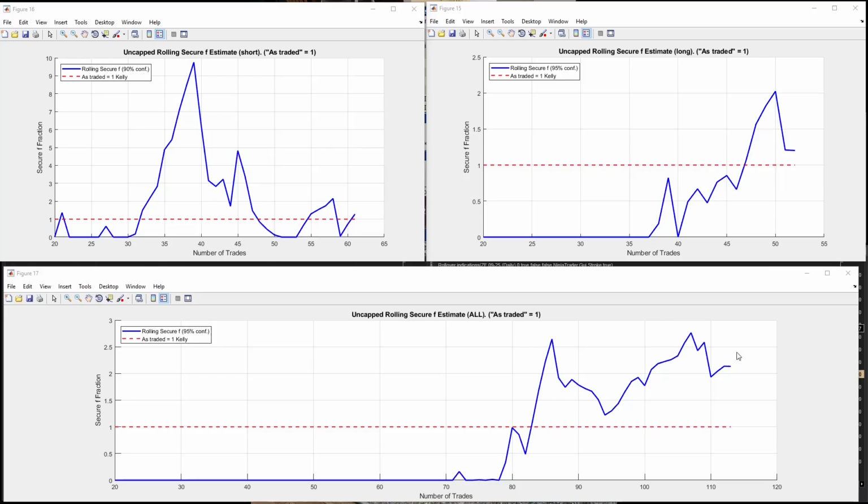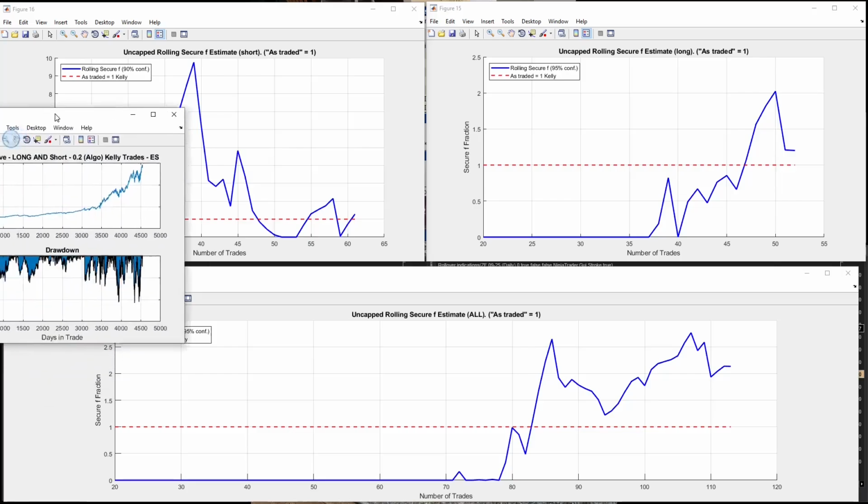Okay, you could argue I'm under betting because I'm down here. This is the 20% of full Kelly, which is my as traded one Kelly right here. Okay, you can see I could probably bet double, something like that. And we could probably be okay. And by the way, I could very easily simulate that. Let's just take a look at the equity curve, long and short.